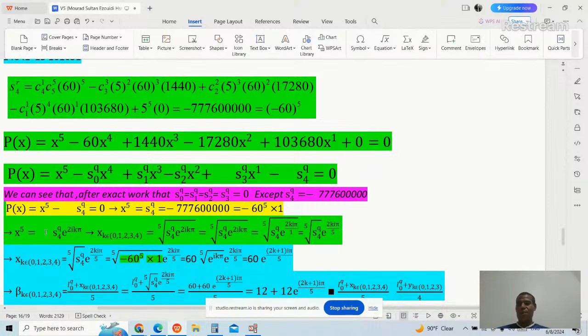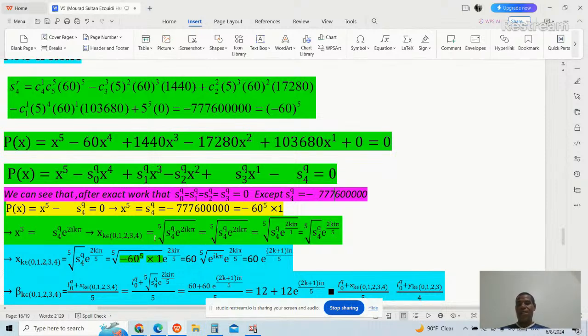Okay, now x^5, learners, is equal to s4 of order q exponential 2i k pi, simply because 1 can be written as exponential 2i k pi. Therefore, xk from 0 to 4, we have 5 roots of this polynomial. That will help you to solve the previous one, and after finding the roots of this one, one has to find the roots of the given polynomial from the beginning.